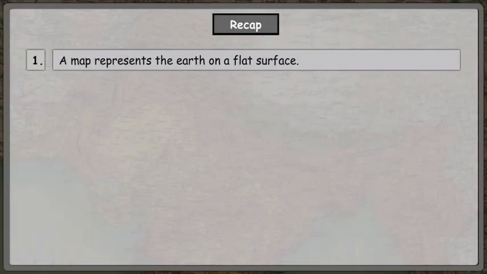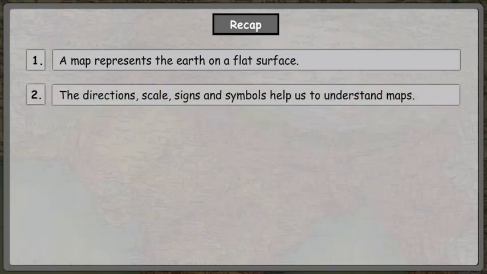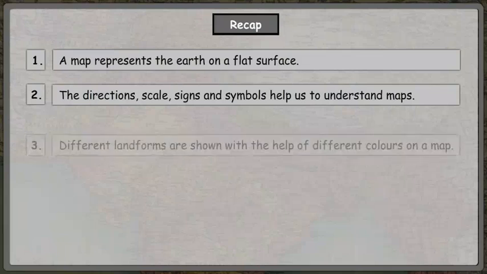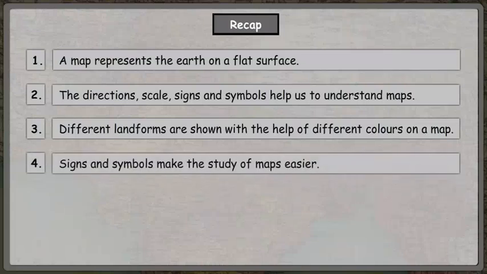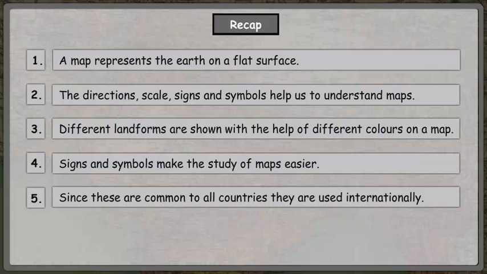Recap. A map represents the earth on a flat surface. The directions, scale, signs and symbols help us to understand maps. Different landforms are shown with the help of different colors on a map. Signs and symbols make the study of maps easier. Since these are common to all countries, they are used internationally.